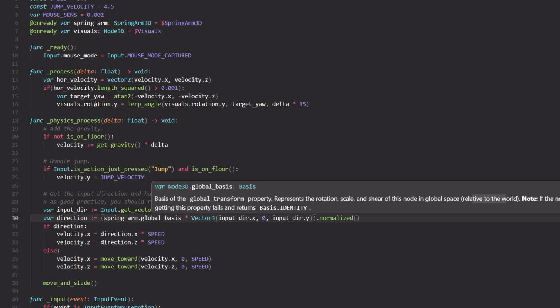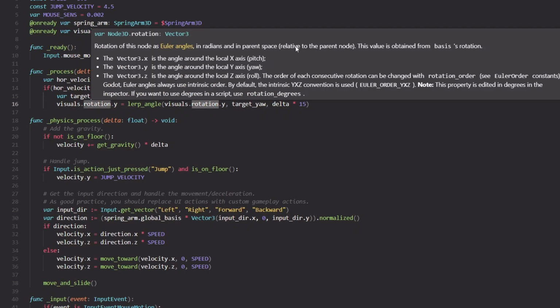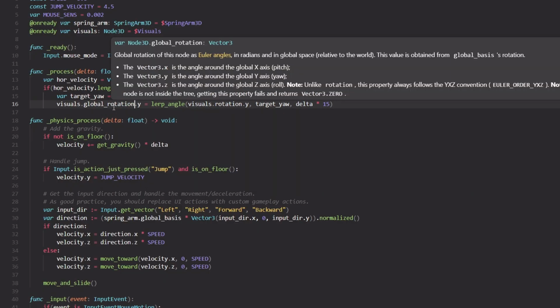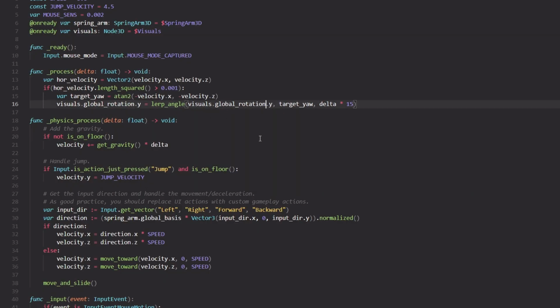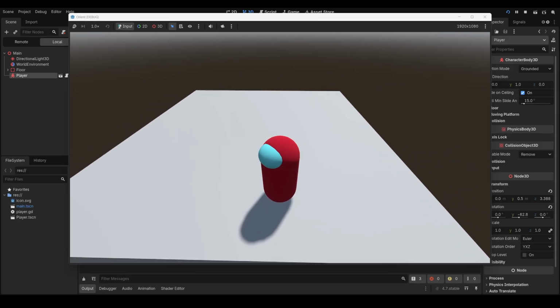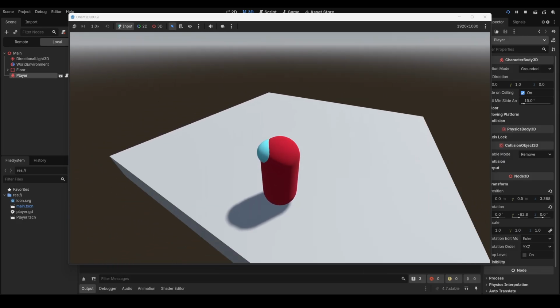And same goes for our rotation. So the rotation is relative to our parent node, but if you use global rotation, then it's relative to the world. And we can use the same thing. So now we are using the global values. We go back to our game and press play. We can see that now everything works no matter from which position our character is initially oriented.